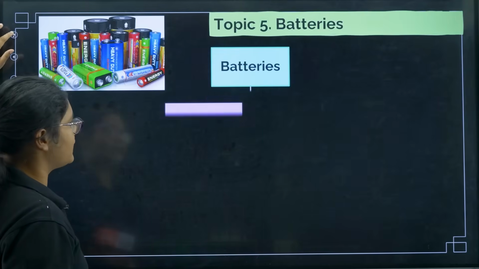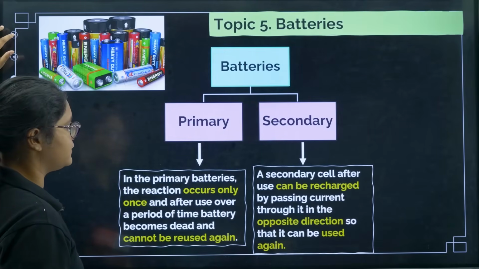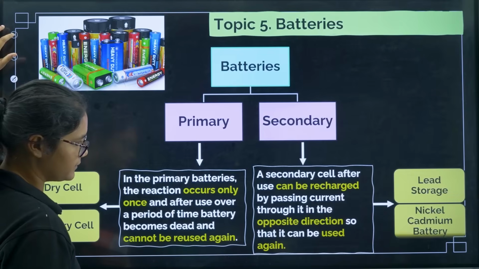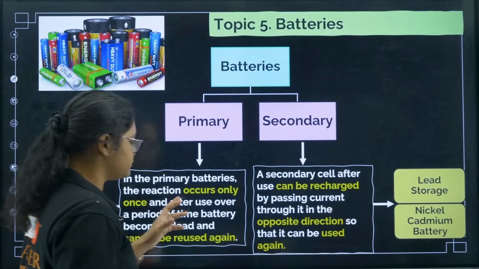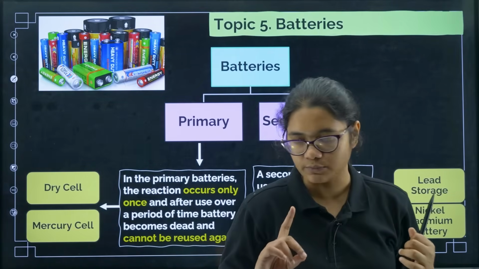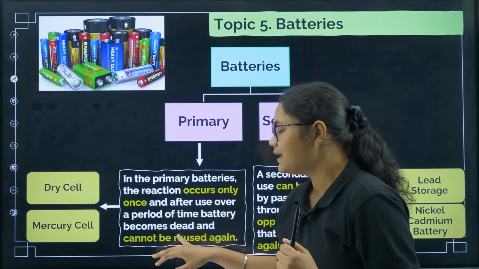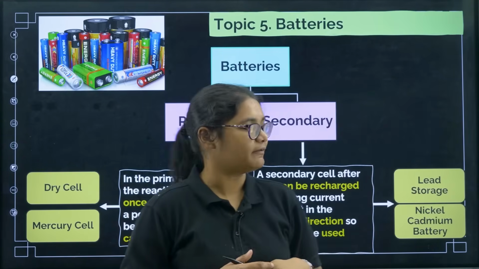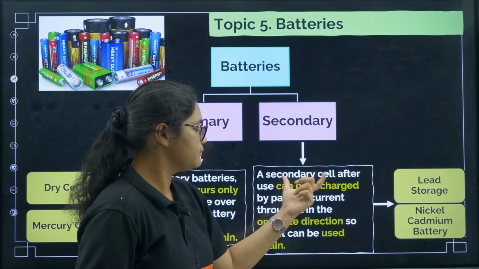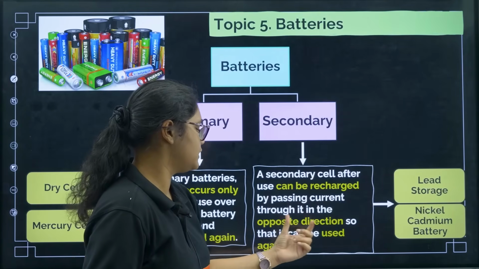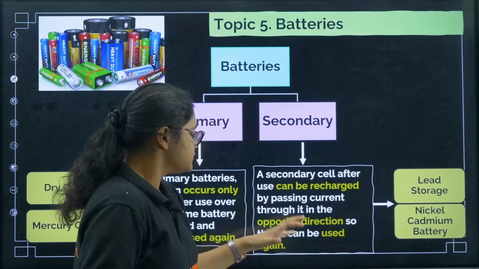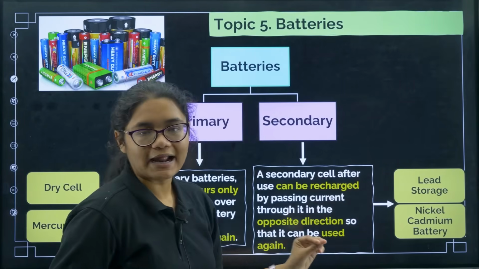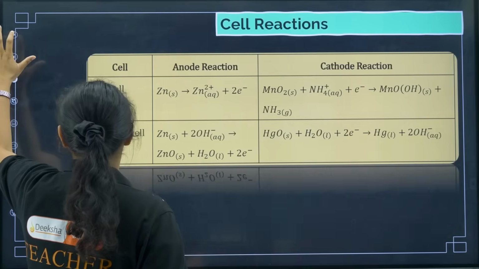Quickly coming to batteries, as I told you, primary batteries and secondary batteries. Primary batteries are those where the reaction occurs only once. It can be used only once, cannot be reused. Examples are your dry cell and mercury cell. Whereas secondary batteries are those which can be recharged by passing current through them in the opposite direction, so that they can be used again. Here examples are your lead battery and nickel cadmium battery.